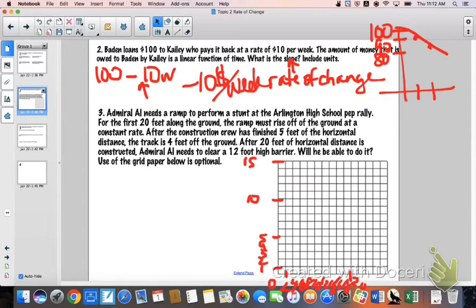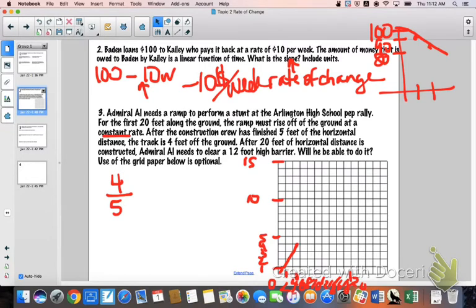Okay. So for the first 20 feet, the ramp must rise off the ground at a constant rate. After the crew has finished 5 feet of horizontal, which is 2, 4, right in the middle here, the track is 4 feet off the ground. So right there is the first piece. It went up 4 for 5 horizontal feet.